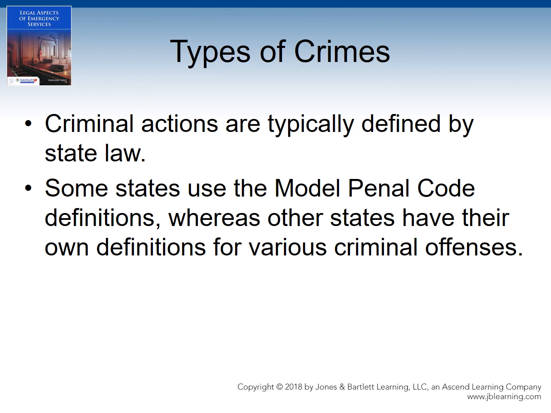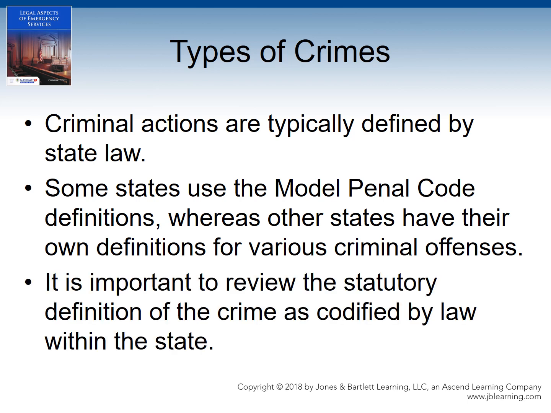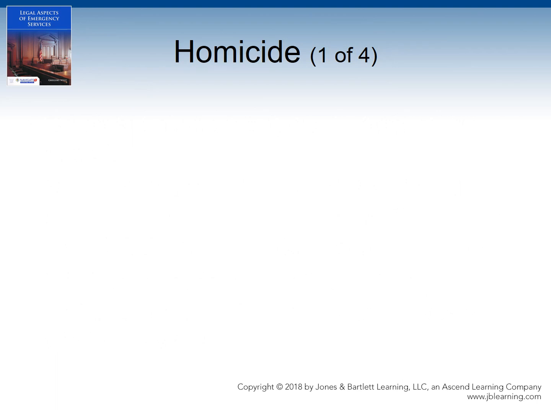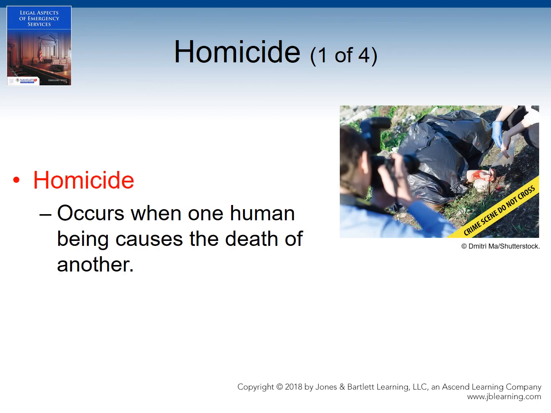We will begin defining various crimes within the upcoming slides given the Model Penal Code definitions of the crimes. Given differences from state to state, however, it is important to be familiar with the crimes as defined within your particular state. We will begin our exploration of specific crimes from the top down, so to speak, with the crime of homicide. Homicide occurs when someone kills another human being.